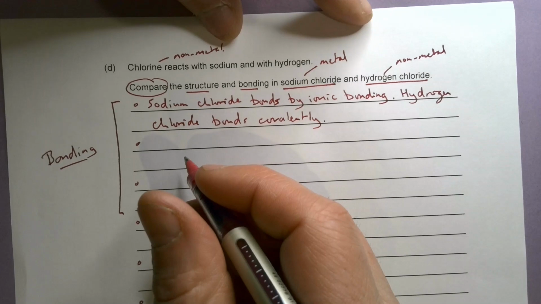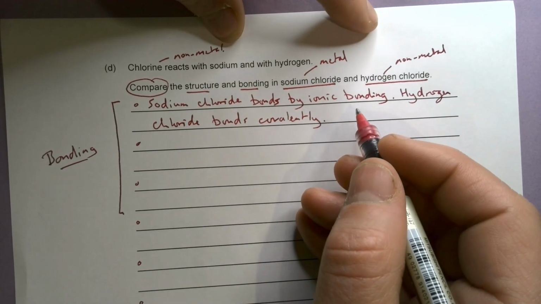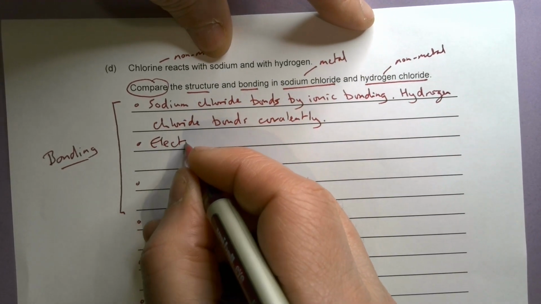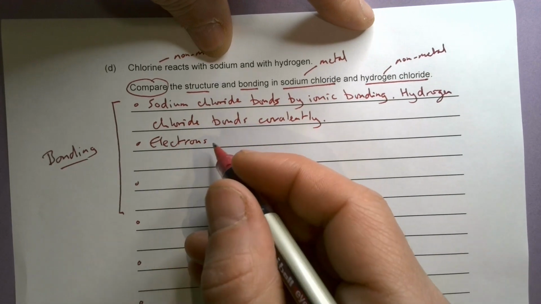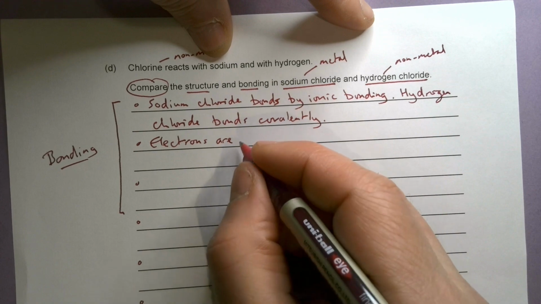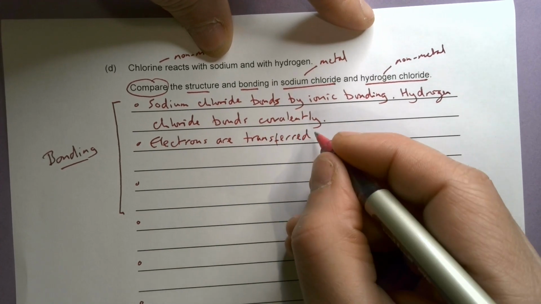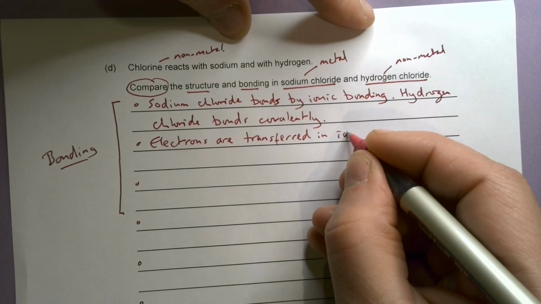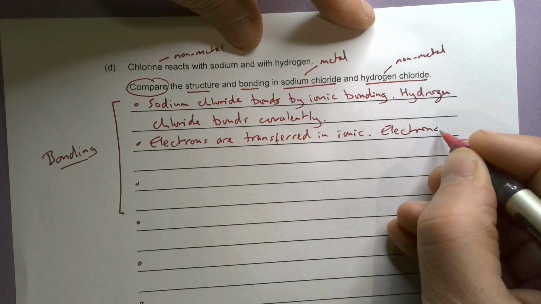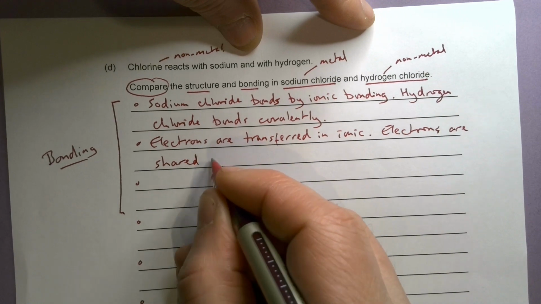Okay, in terms of the bonding, I need to make sure that I can say a bit more about that. So that's a difference. Just so the examiner knows that I know what ionic bonding means: in ionic, electrons are transferred. In covalent, electrons are shared.